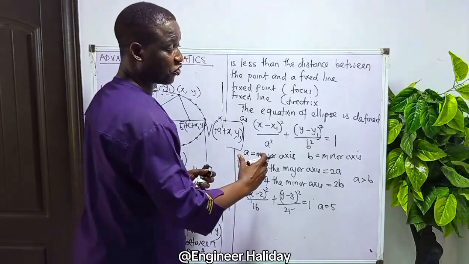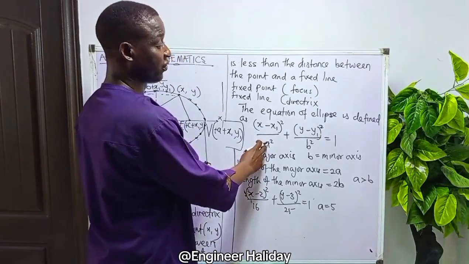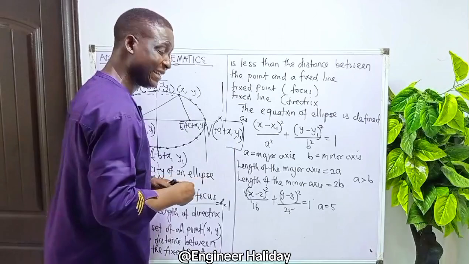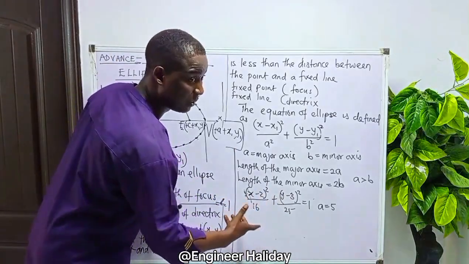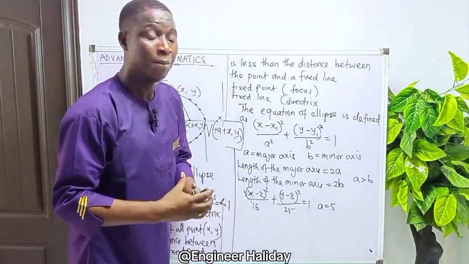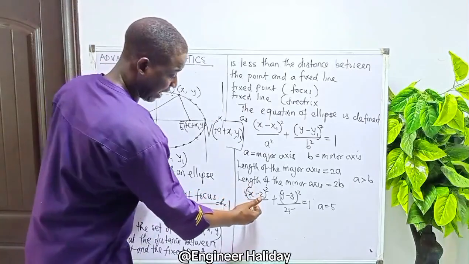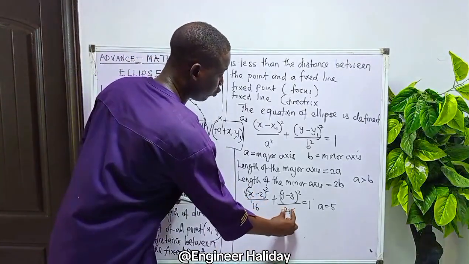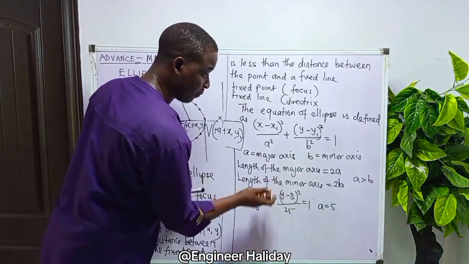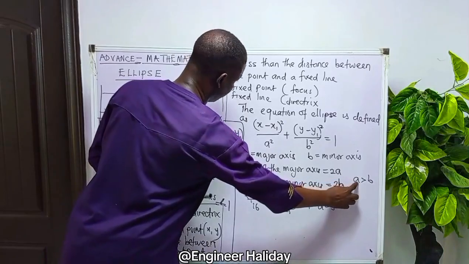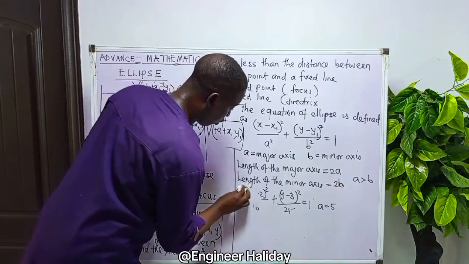So it's not necessarily that the first thing that we see must be major. No, it is the bigger number in the denominator that becomes the major. Like what I told you now, 16 and 25. 25 is major. Forget about the arrangement. Just pick. That's why I make emphasis on this for us to comprehend.